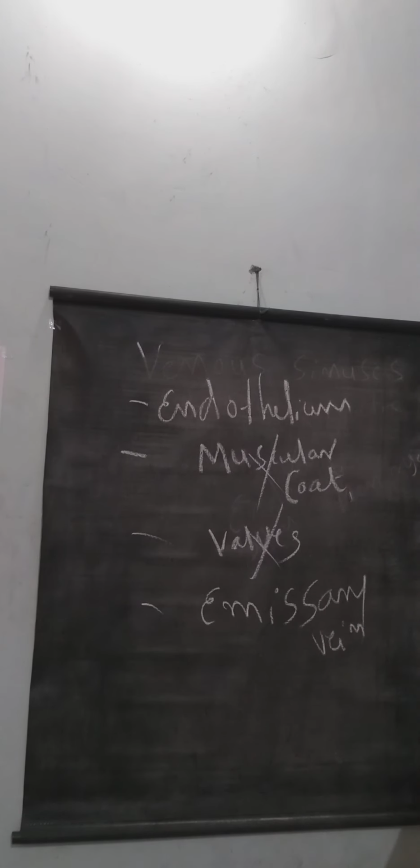Once again I repeat, there is a space between the two layers of the Duramater, that is the endosteal layer as well as the meningeal layer. Between these two layers there are the sinuses. There are the spaces called venous sinuses. It has the endothelium, no muscular coat, no walls. But usually the venous blood is regulated by the emissary veins. Emissary veins, as I already told you, connect the external cranial veins with the internal cranial veins.